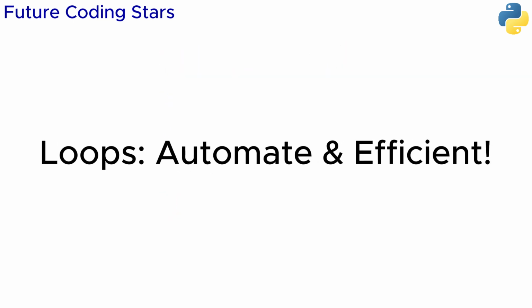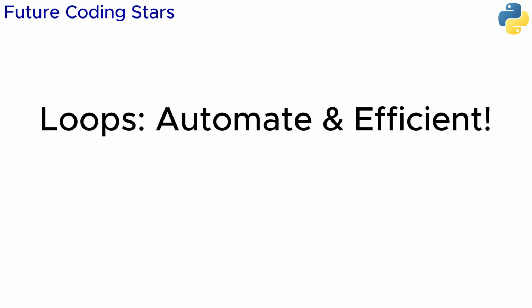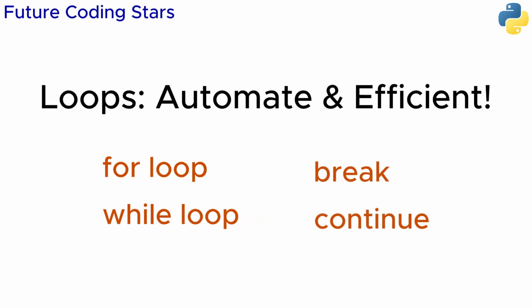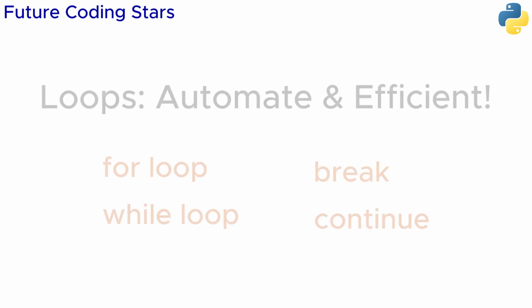That's exactly where the superpower of loops comes in. Loops are the absolute backbone of making your code efficient, automated, and frankly, much easier to write. In this video, we're going to unlock the two main types of loops in Python, the for loop and the while loop. Plus, you'll learn how to get ultimate control over your loops using break and continue. By the end of this lesson, you'll be writing Python code that can repeat tasks effortlessly, saving you tons of time and effort. All right, let's dive into the theory.